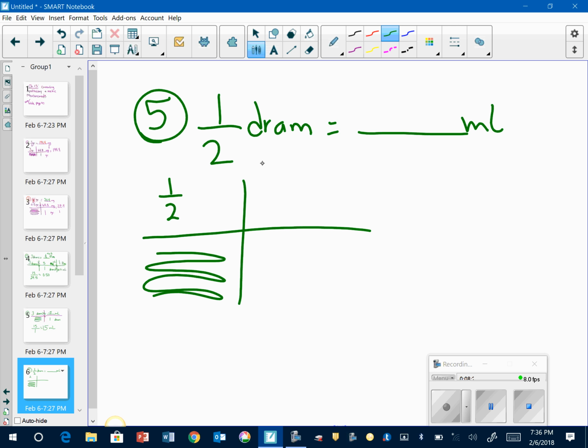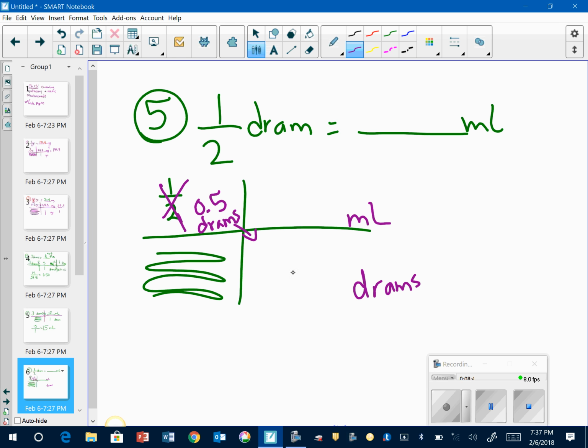So a half, you want to convert that to decimal. So that would be 0.5. And this is drams. And you want milliliters. If you have drams here, you have to have drams down here at the bottom.